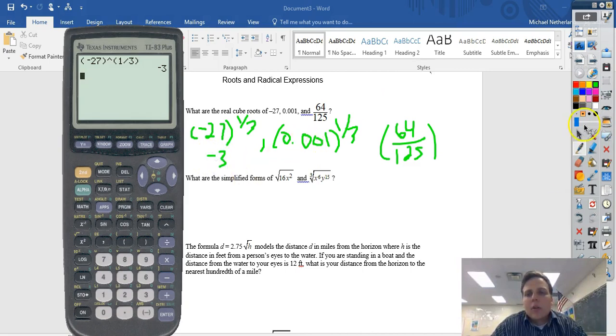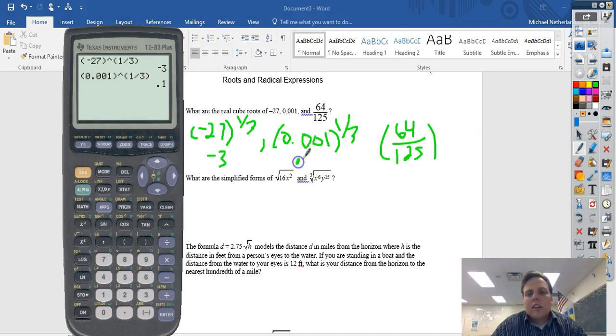Now we're going to check 0.001 raised to the 1/3. Since they gave you 0.001 as a decimal, that means we're accepting a decimal as an answer. Since there was a decimal in the question, there can be a decimal in the answer. And we get 0.1.